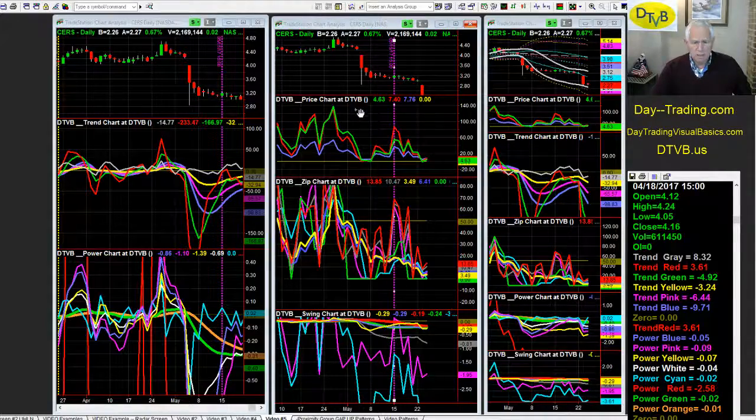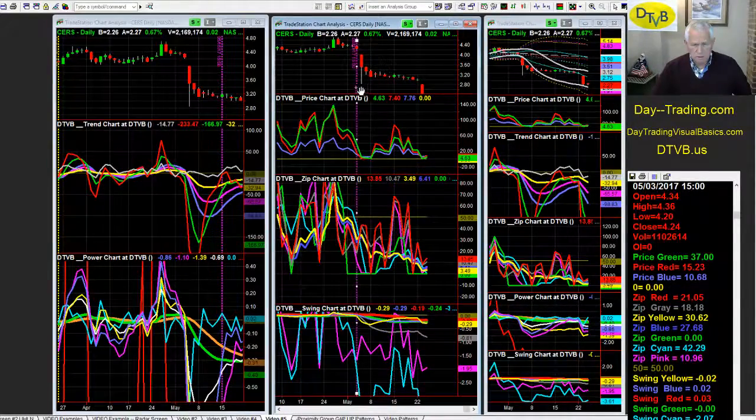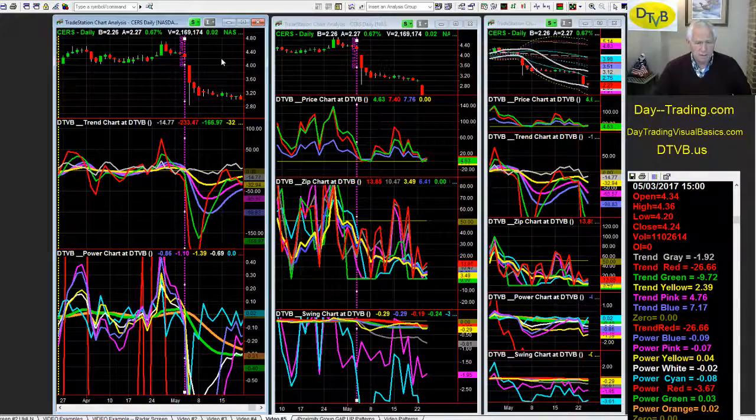In this particular example, let me move this vertical line over to the gap day. So the pink vertical line is on the day before the gap, I should say. And so we're looking at this particular situation, and we're trying to determine what we see in the way of a gap.